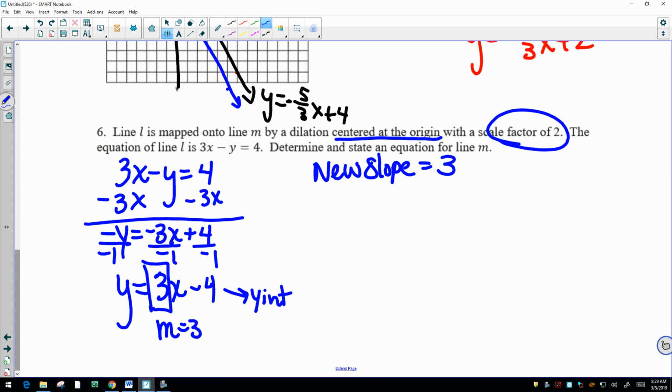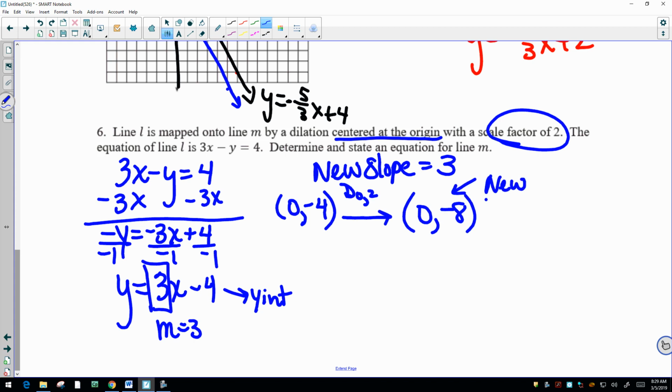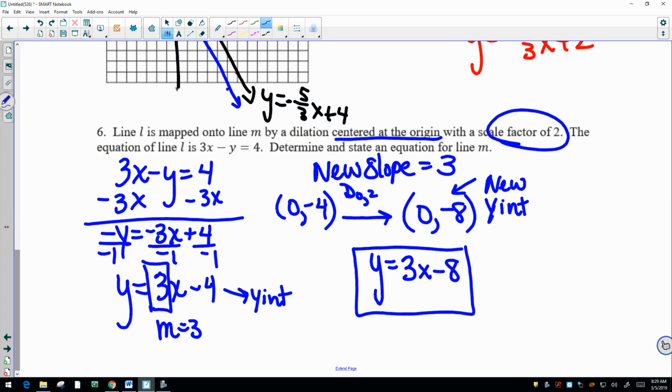So let's write that as a coordinate. Okay, so as a coordinate, your y-intercept looks like 0, negative 4. But we need to do a dilation centered at the origin with a scale factor of 2. So that means 0 times 2 is 0. Negative 4 times 2 is negative 8. So now this is my new y-intercept. And if we put this all together for an equation of a line, thinking mx plus b, I have y equals mx plus b. Here's your new equation.